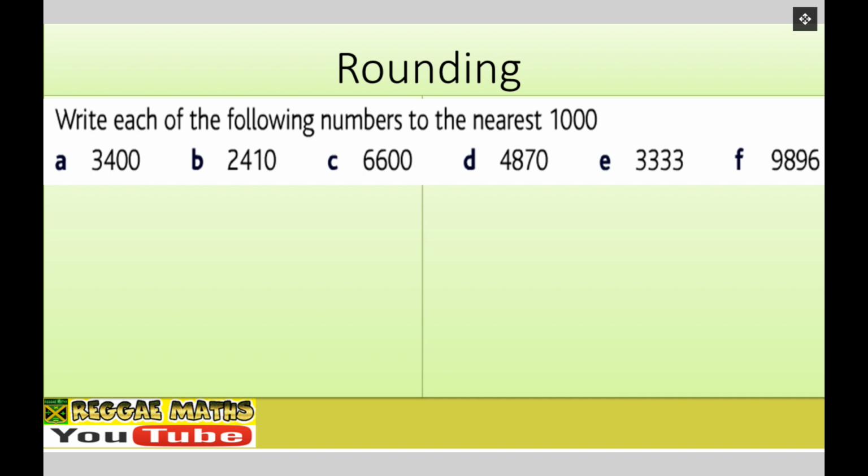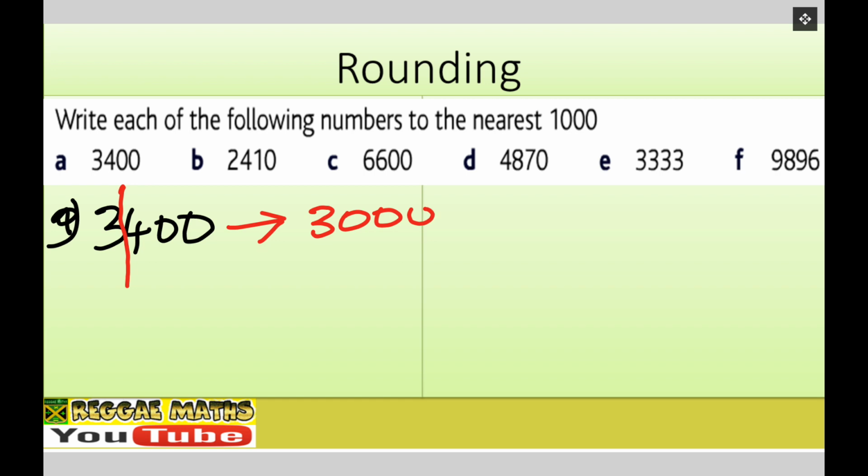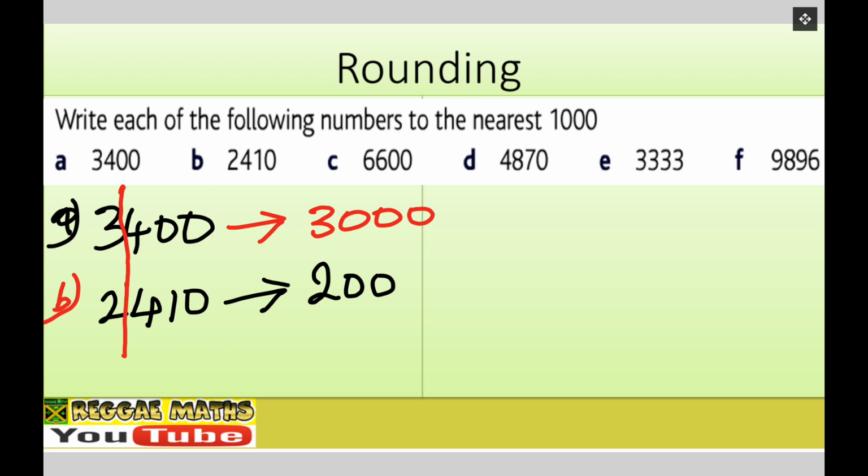Next, rounding to the nearest 1,000. So now we're going to look at the 100, and it's going to have an impact on the 1,000. So my decision, A, 3,400. My line goes between the 100 and the 1,000. 4 is less than 5, so it's 3,000. B, 2,410. The line goes between the 2 and the 4, 2,400. So here you can see it is going to be 2,000.